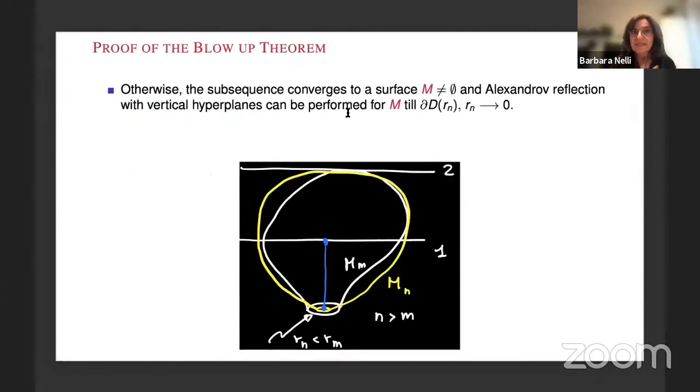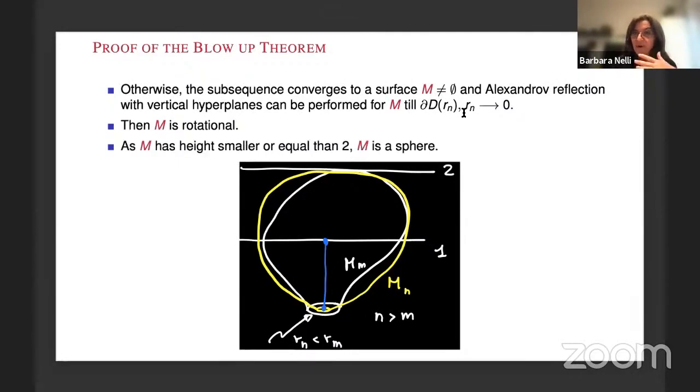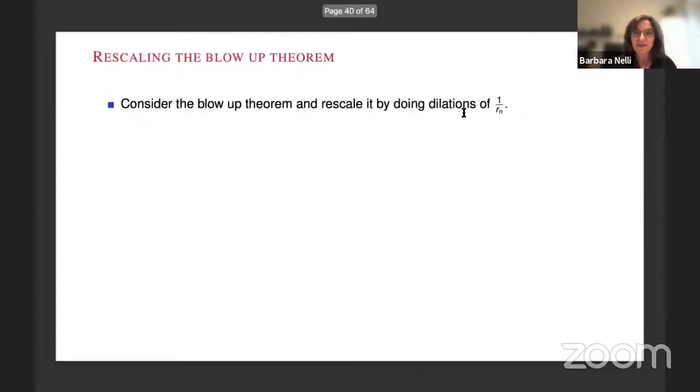Otherwise, the subsequence converges to a surface different from the empty set. And the Alexandrov reflection method with vertical hyperplanes can be performed till the boundary, but the boundary Rn is going to 0, so it can be performed till the origin, and you can prove that every vertical plane passing through the origin is a plane of symmetry. So M is rotational. And as the height is at most 2, it is the sphere. So there is a subsequence converging to the sphere.